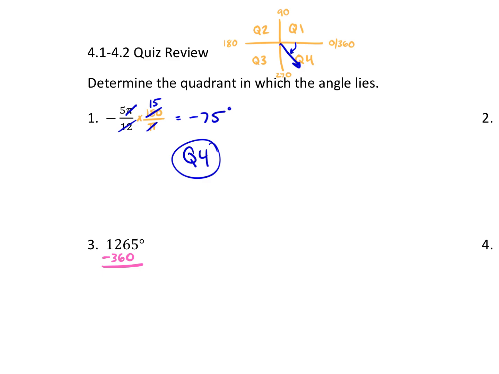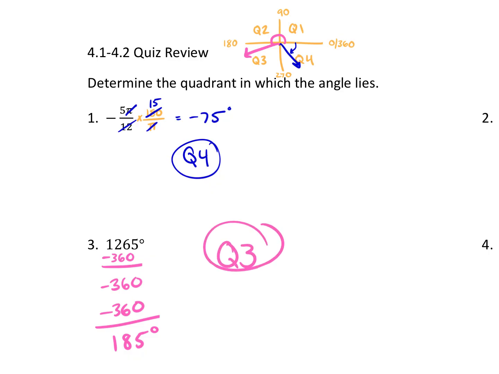It's still bigger than 360, so let's subtract 360 again. Still bigger than 360, so let's subtract 360 again. Finally, we got something that is in between 0 and 360. So I had to subtract 360 three times to get 185 degrees. What quadrant does 185 degrees fall into? Quadrant 3, awesome. So quadrant 3 would be our answer.